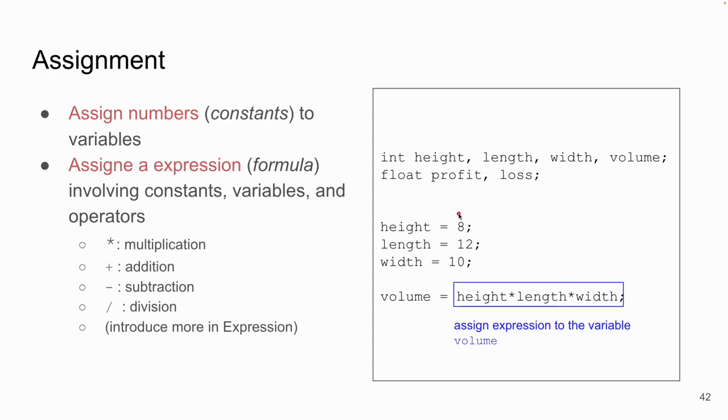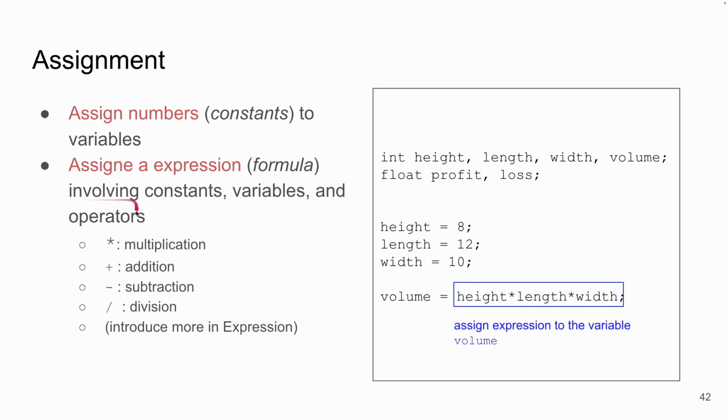We can also assign an output of expression to the variables. So like the example we have here. So here what we did is that we assign the output of this expression to the variable volume. So the value that's going to be stored inside volume will be the outcome of height multiplied by length multiplied by width. So this is what we can do.